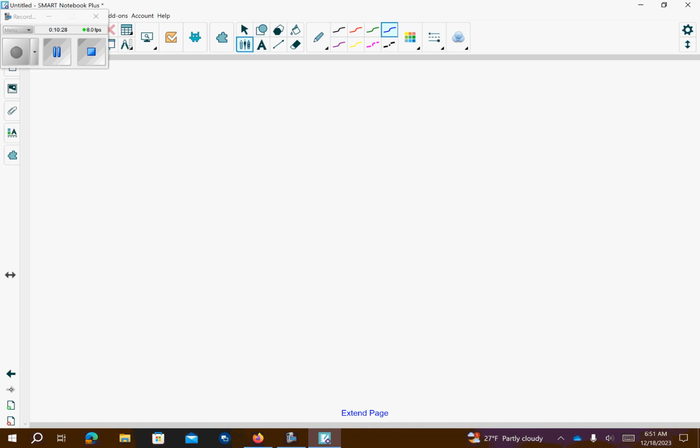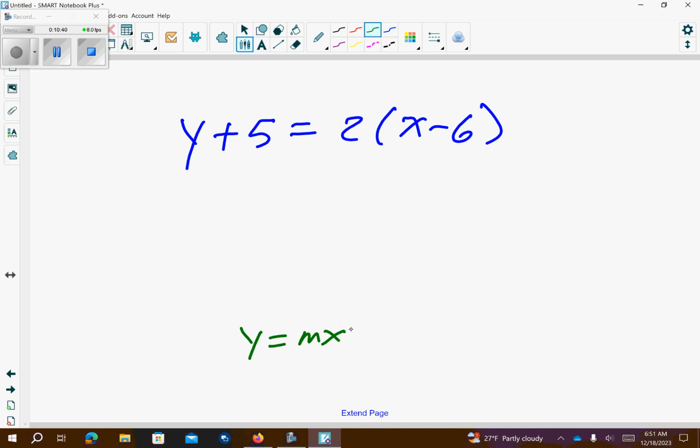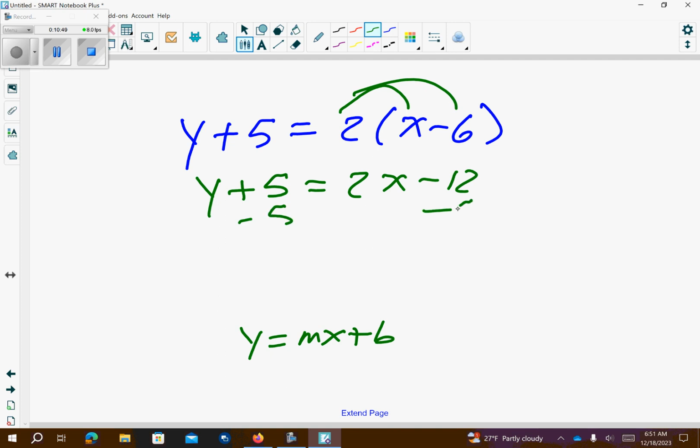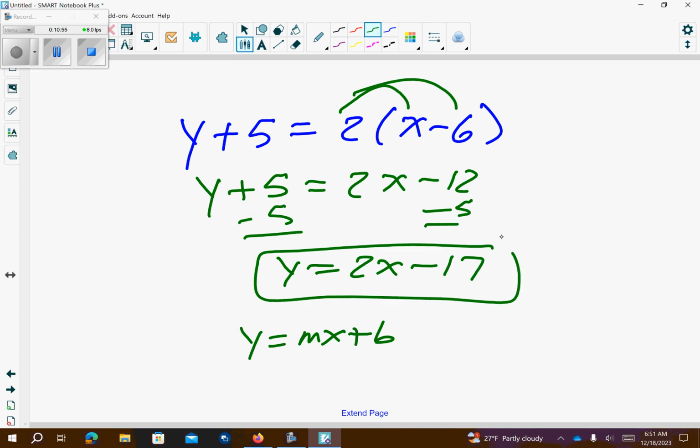And then the last thing I want to go over is maybe you had an equation like this. This is point slope, so they want you to convert it to y equals mx plus b. Okay, so you're going to distribute over the parentheses. Subtract 5. So y equals 2x minus 17. So you might have to evaluate or rearrange the equation.